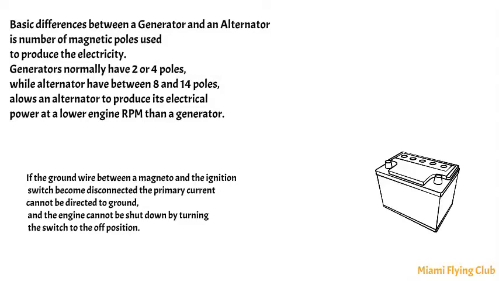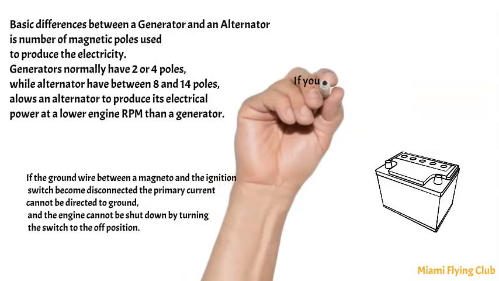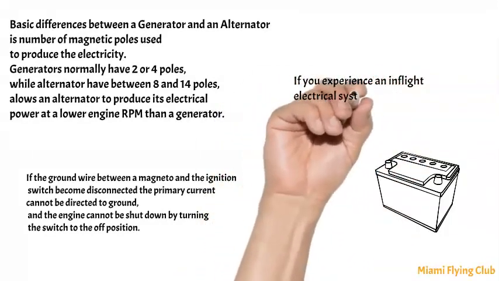An alternator provides more electrical power at lower engine RPM than a generator. If you experience an in-flight electrical system failure, you have an avionics equipment failure.